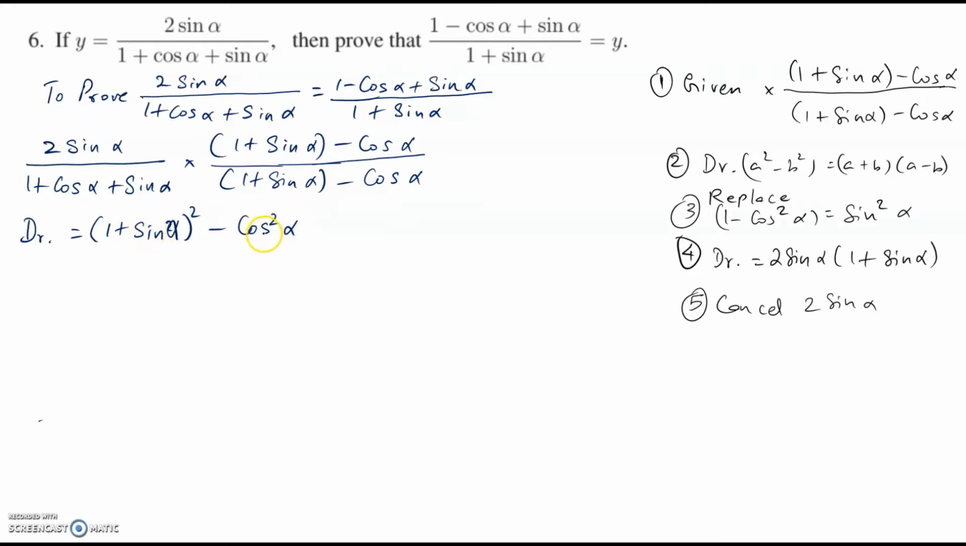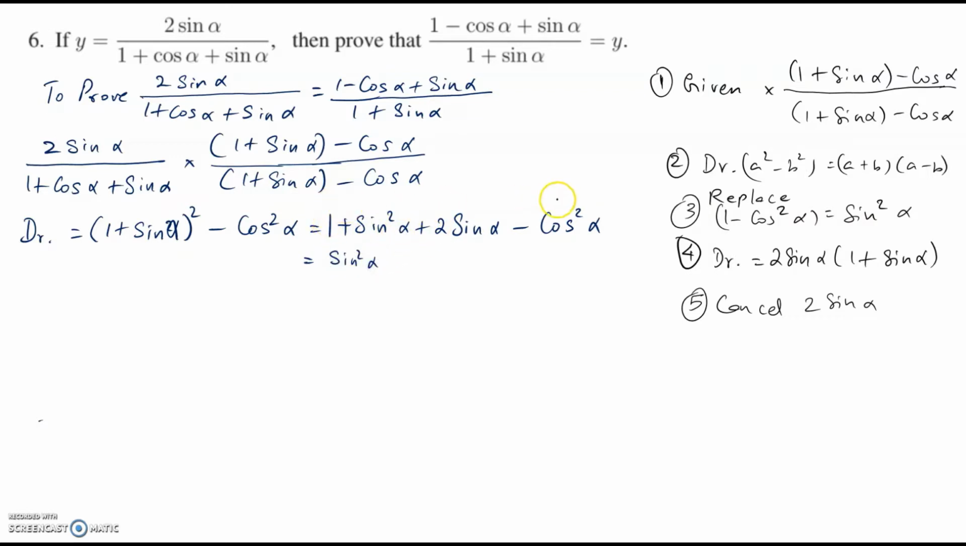Okay, so this is our a minus b and a plus b. So further you can expand this as 1 plus, it's like a plus b the whole squared. So 1 plus sine squared alpha plus 2 sine alpha minus cos squared alpha. Now we will take the 1 minus the cos squared alpha and replace it with sine squared alpha. So this is the third step here, which is 1 minus cos squared alpha is equal to sine squared alpha. So rewriting this becomes sine squared alpha.